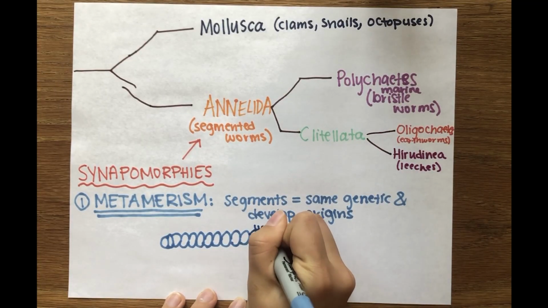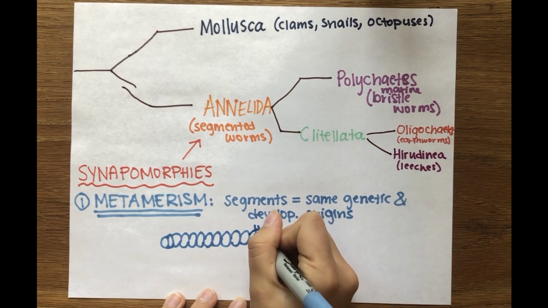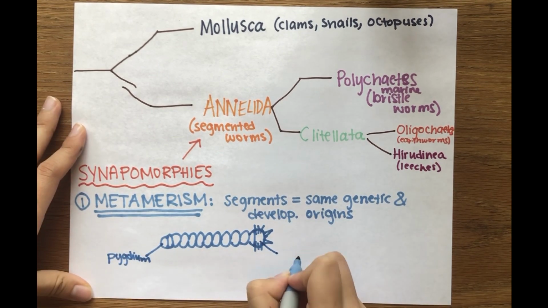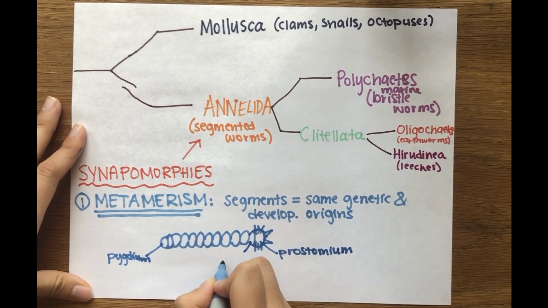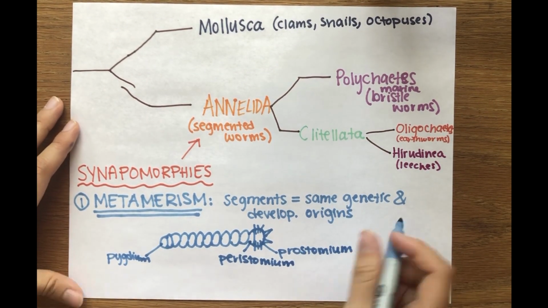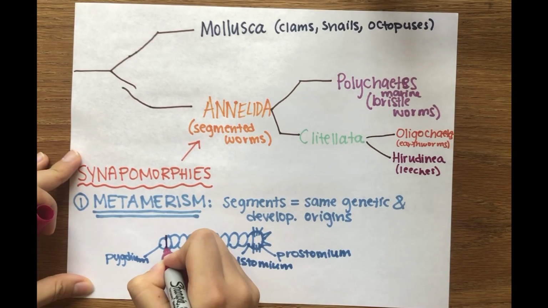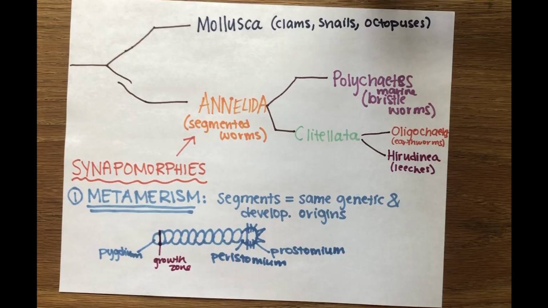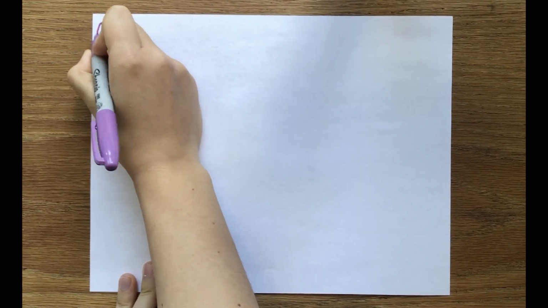The only parts of an annelid that are not segmented are the pygidium, which is the tail, as well as the head, which is composed of the prostomium and the peristomium. In annelids, the segments are formed sequentially through teleoblastic growth from growth zones, which are located at the posterior end of the body. The second synapomorphy of annelids are setae.